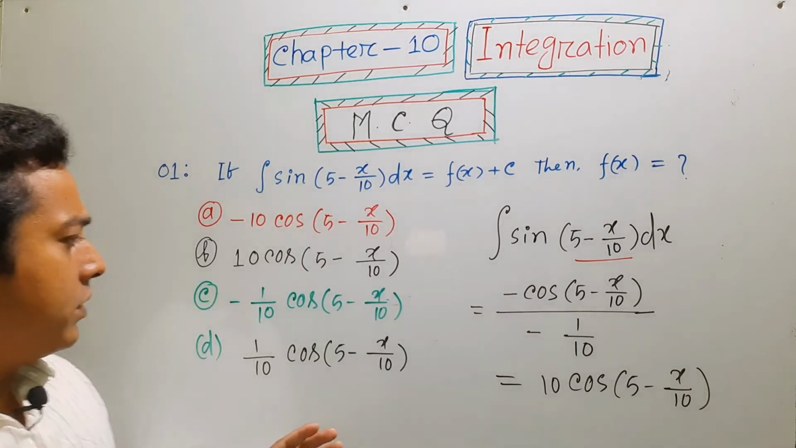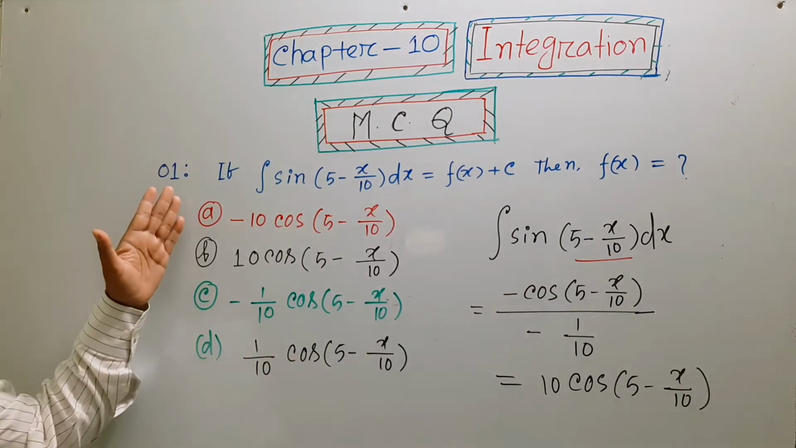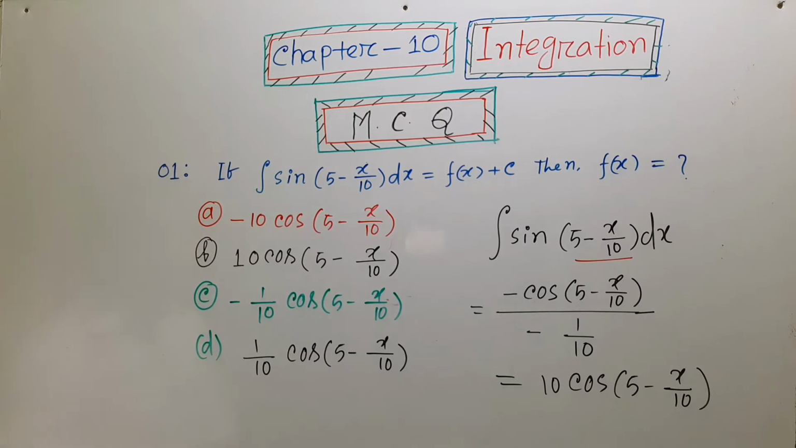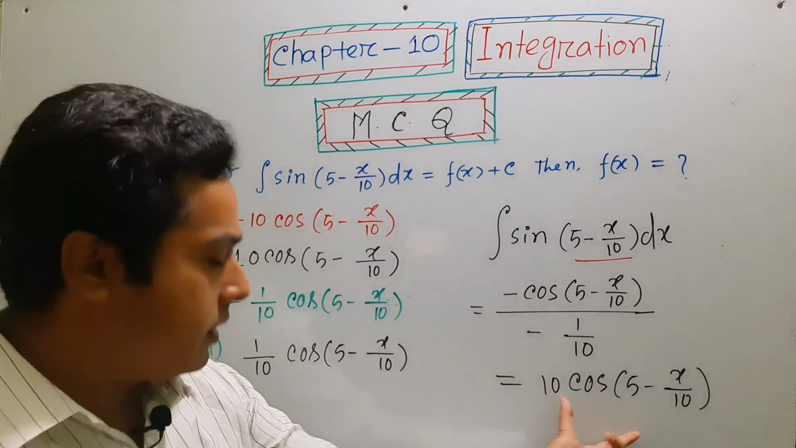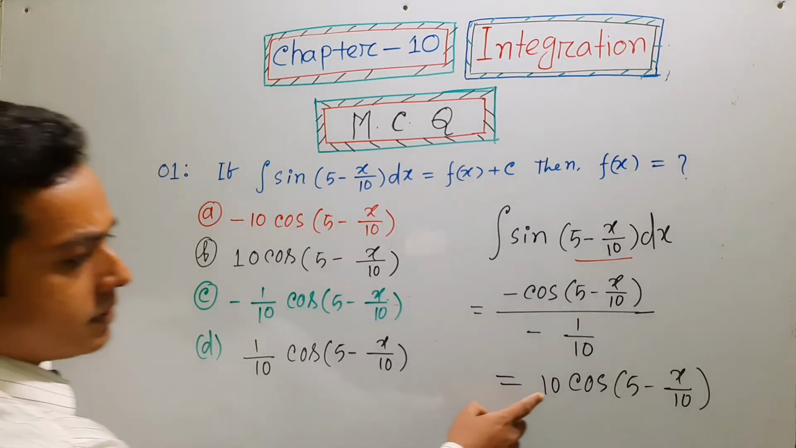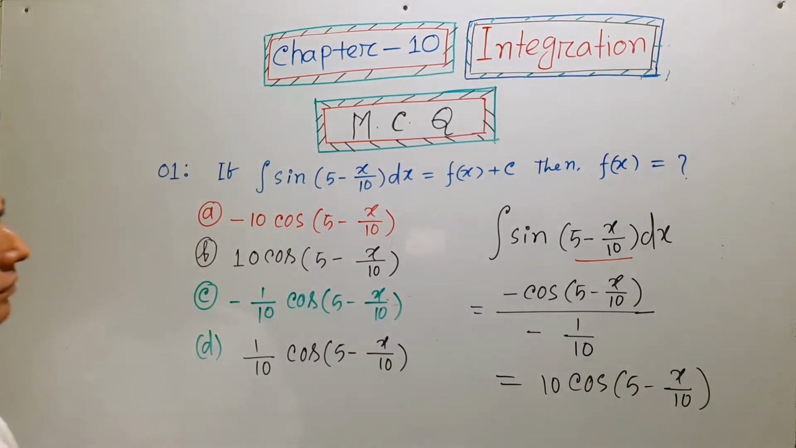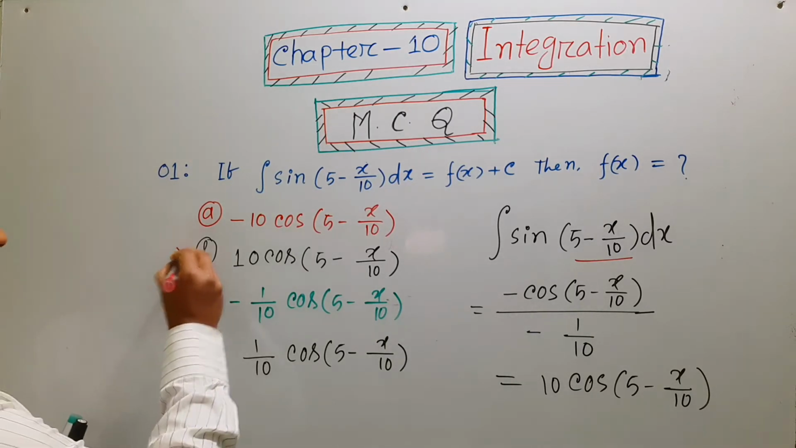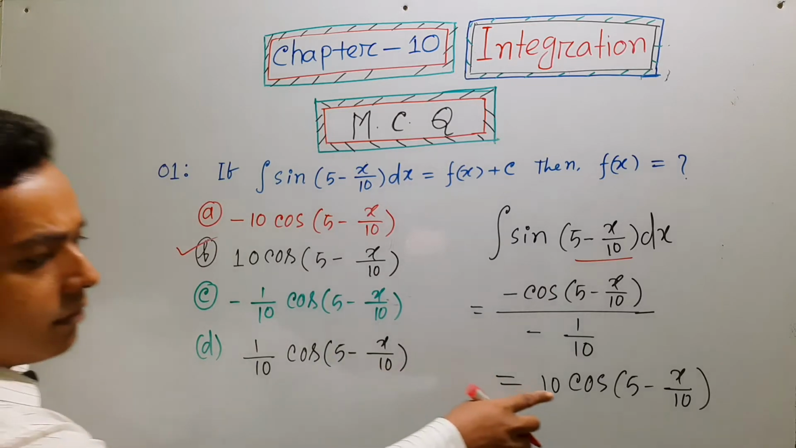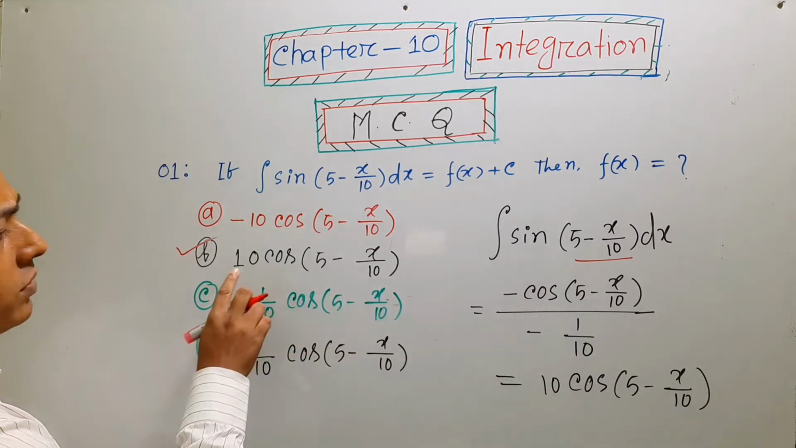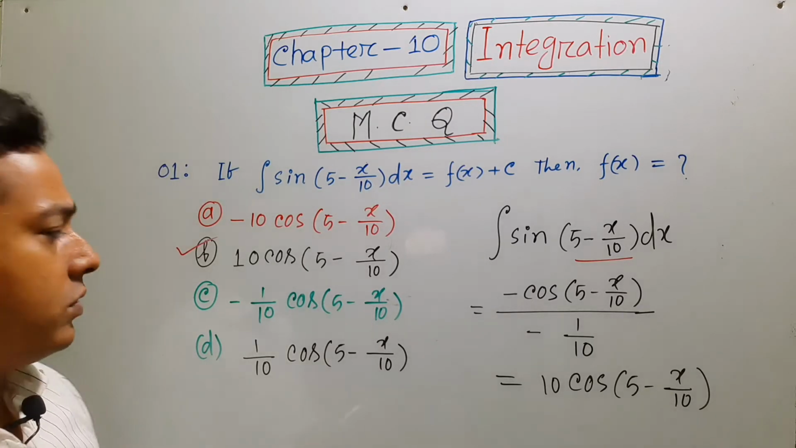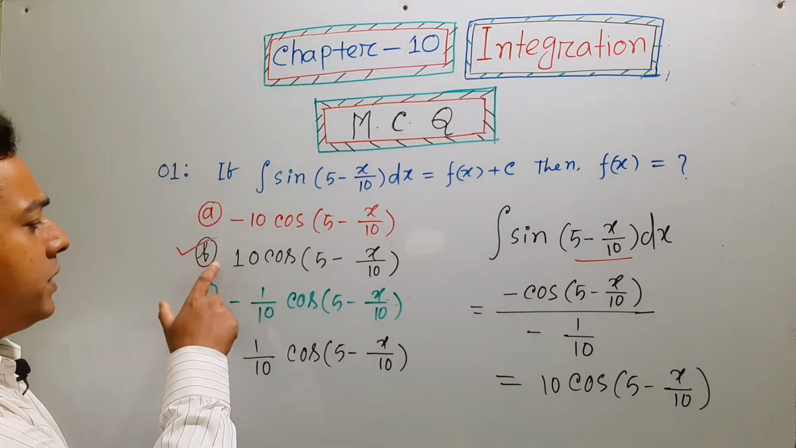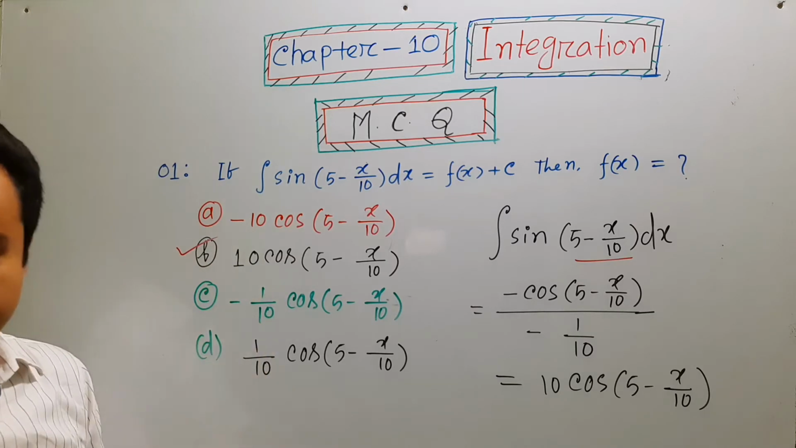Okay, now we can look at our answer options. Which answer option meets our answer? Here this is 10 cos of (5 minus x by 10). So answer option B meets our right answer, 10 cos of (5 minus x by 10). So answer option B will be our right answer.